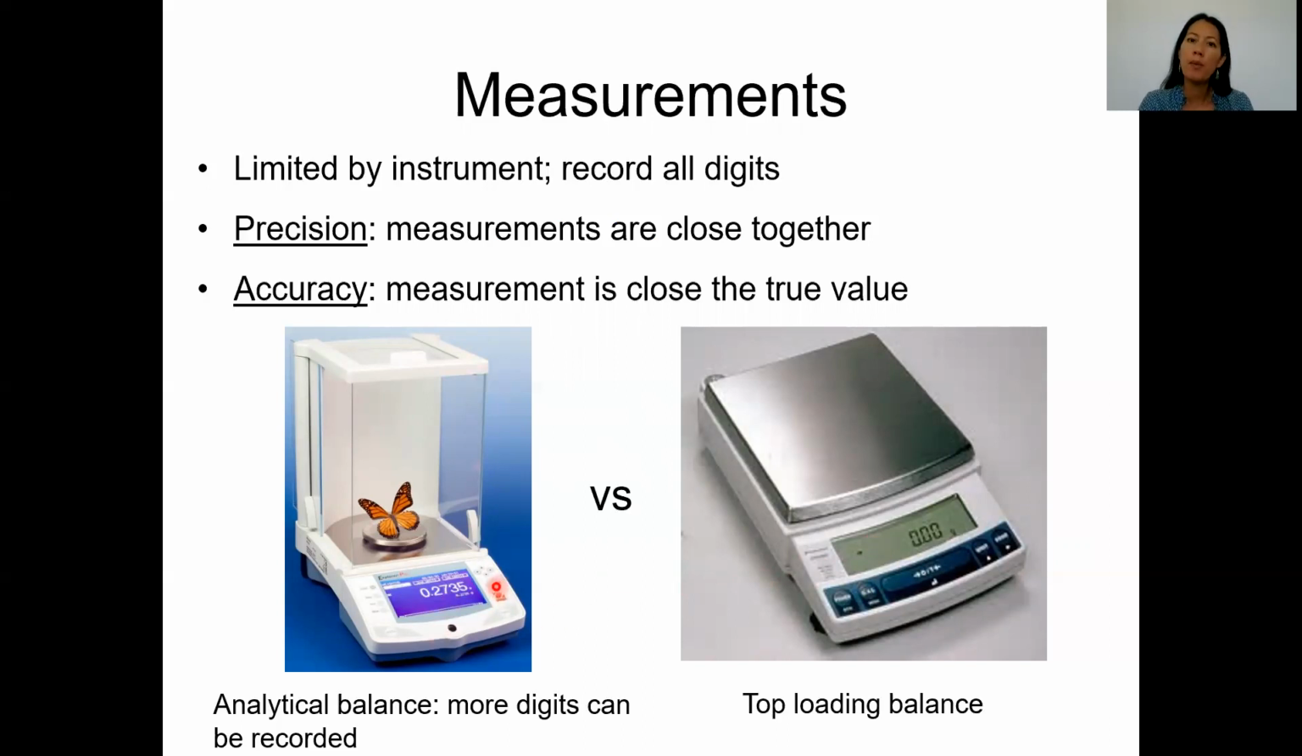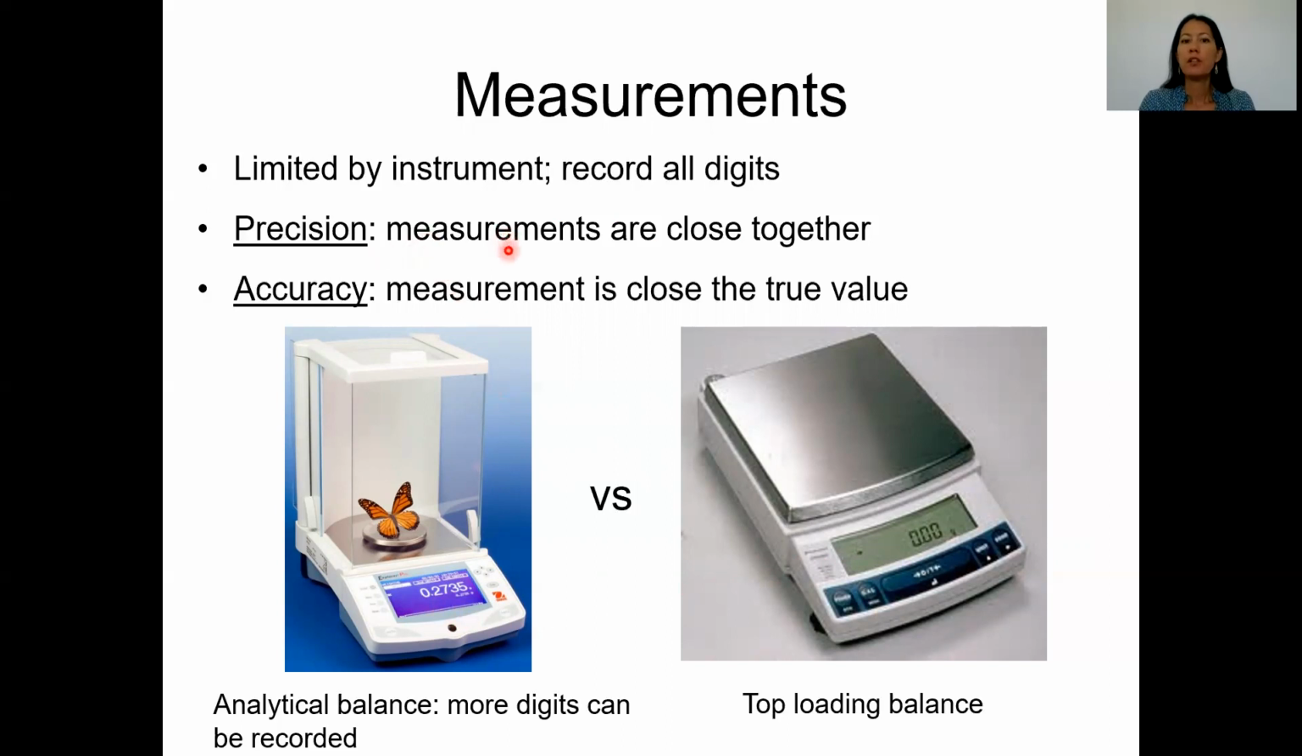What do you want to do when you make measurements? You want to record all the digits you see. That's valuable information that the instrument is giving you. So I would have recorded 0.2735. I would never have recorded anything less than that because that is what I want.